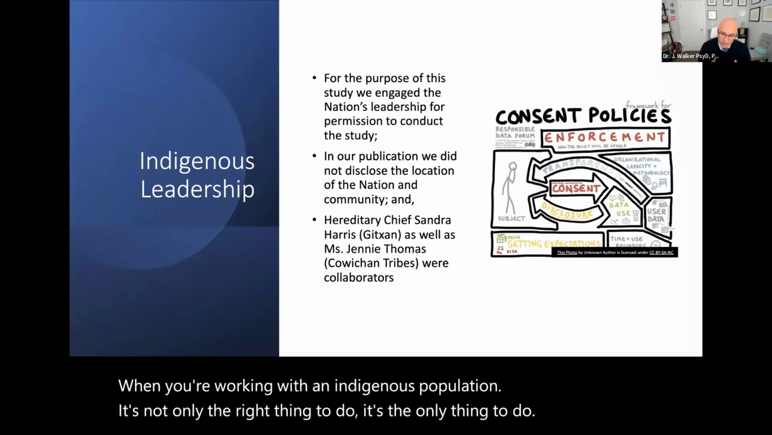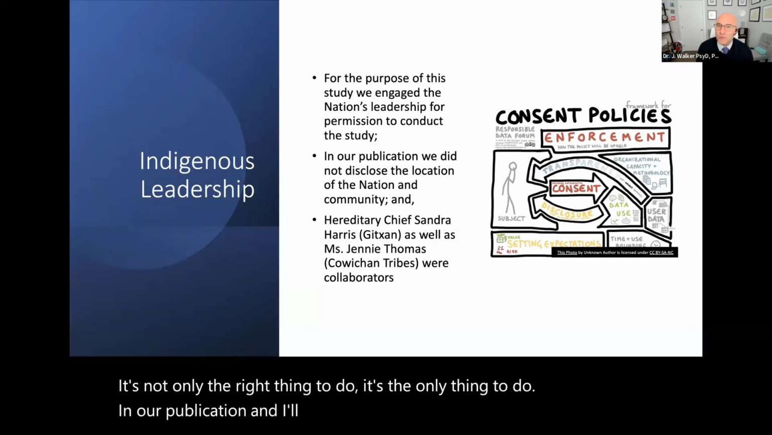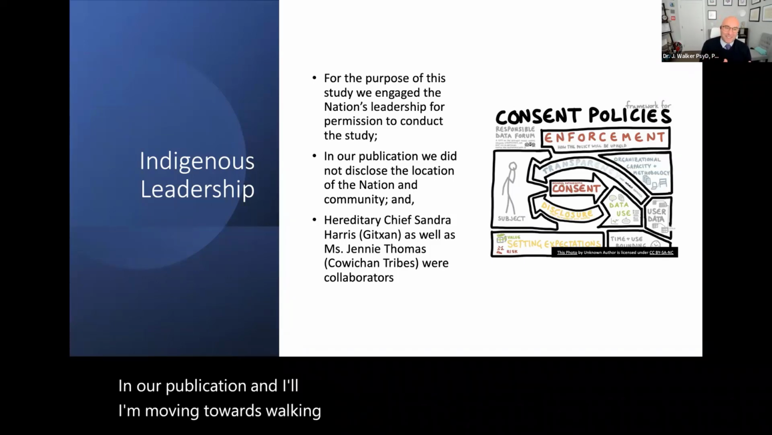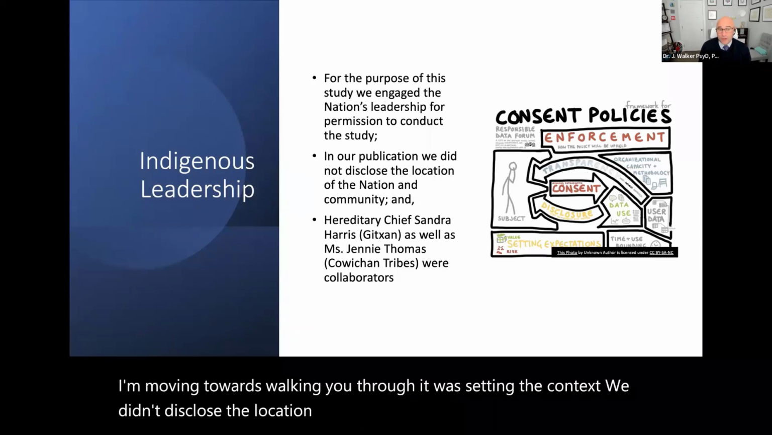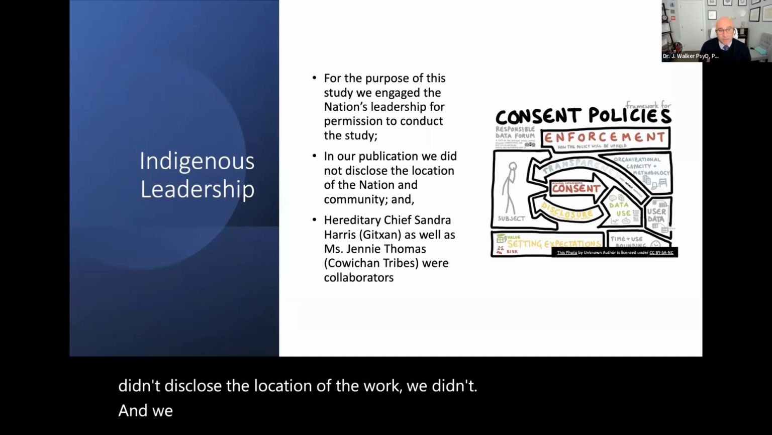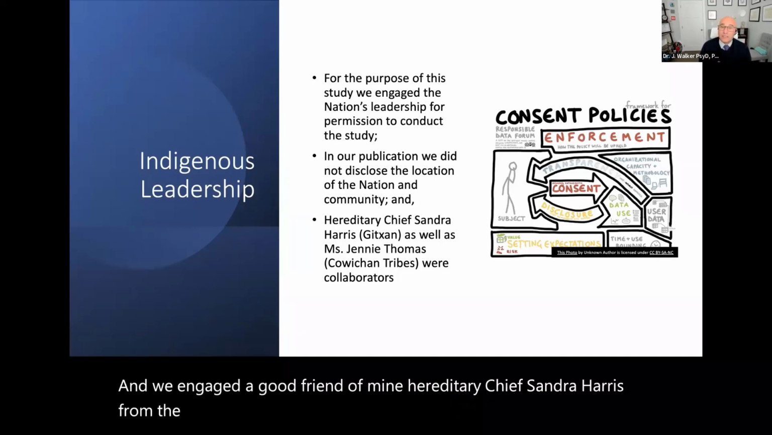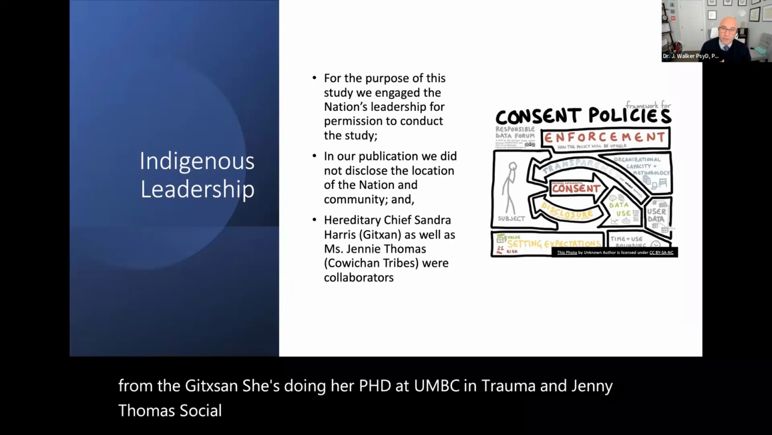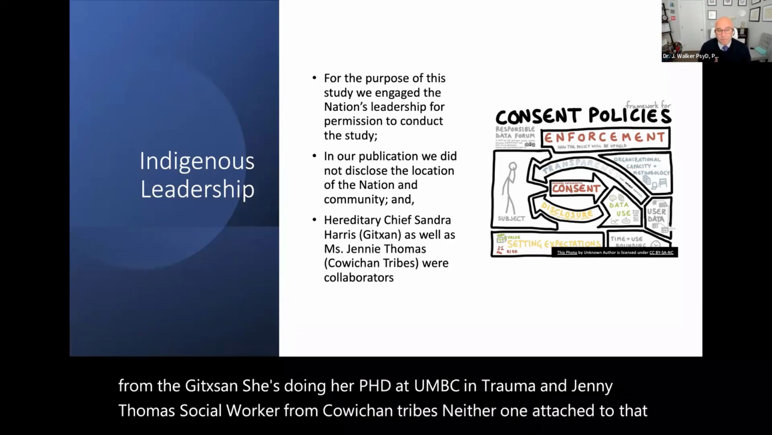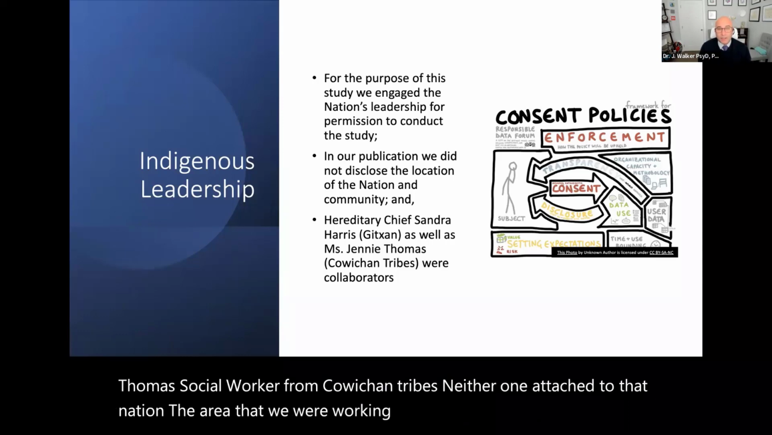In our publication, and I'm moving towards walking you through it, setting the context, we didn't disclose the location of the work. And we engaged a good friend of mine, Hereditary Chief Sandra Harris from the Gitxsan. She's doing her PhD at UNBC in trauma. And Jenny Thomas, a social worker from Cowichan Tribes, neither one attached to that nation or the area that we were working in, as collaborators.